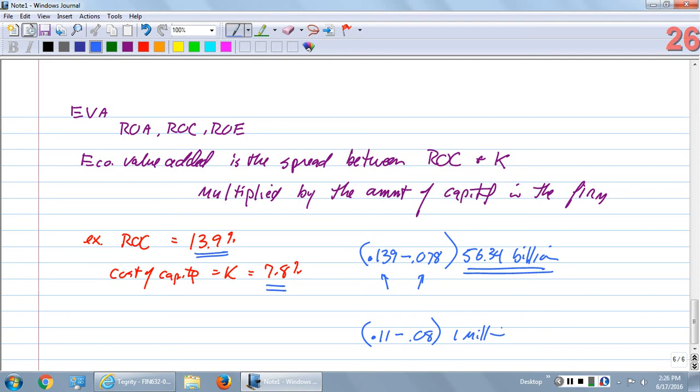So that's all economic value is. It's the difference between what you can earn and did earn on your capital versus what you paid to raise your capital times the amount of capital that you raised. All right.